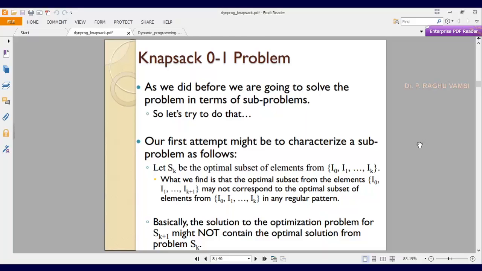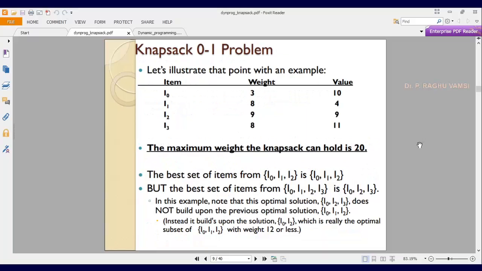For this, we are going to take a simple example and discuss it, because if we discuss it theoretically, sometimes we may not understand this. So I'm going to consider a simple example that illustrates the point. Here are the four items: I0, I1, I2, and I3, with the corresponding weight and value of each item. I0 has weight 3 and value 10. Like that, I1 is 8 and 4, I2 is 9 and 9, and I3 is 8 and 11.